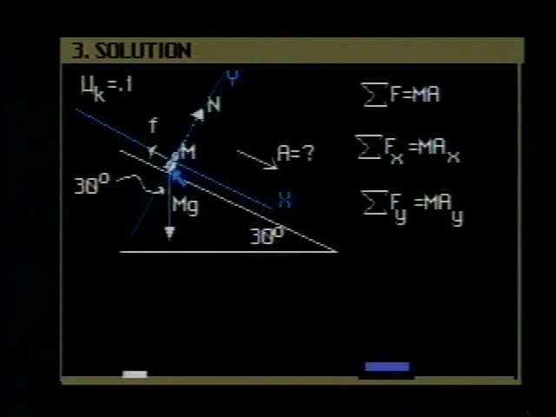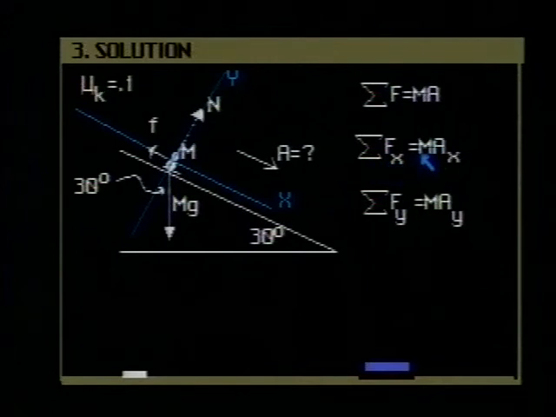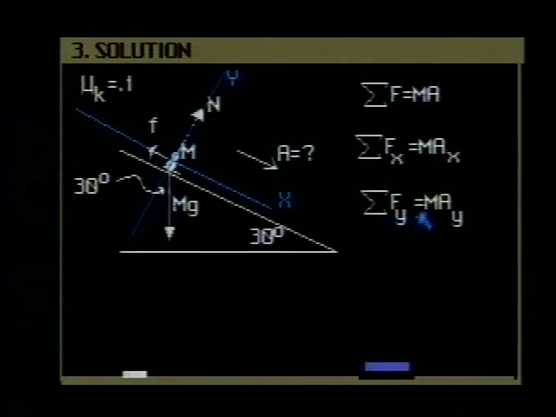I have added to our free body diagram an x and y coordinate system with the skier at the origin. The x-axis is parallel to the slope. The y-axis is perpendicular to the slope. Newton's second law can be written that the sum of the forces acting upon a mass is equal to the mass times the acceleration. In components, the sum of the forces in the x direction is the mass times the acceleration in the x direction, and the sum of the forces in the y direction is equal to the mass times the acceleration in the y direction.